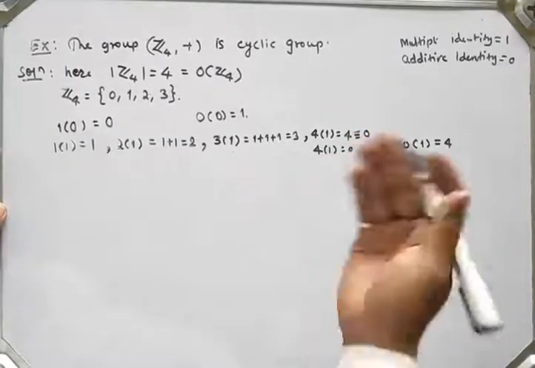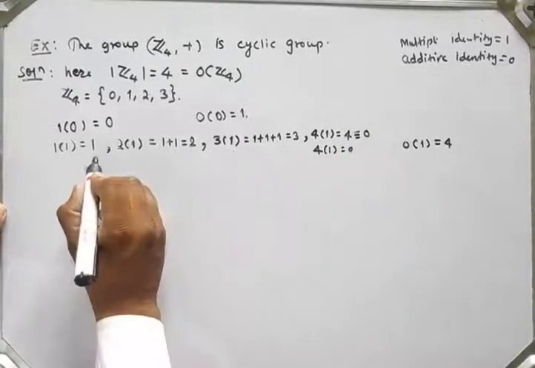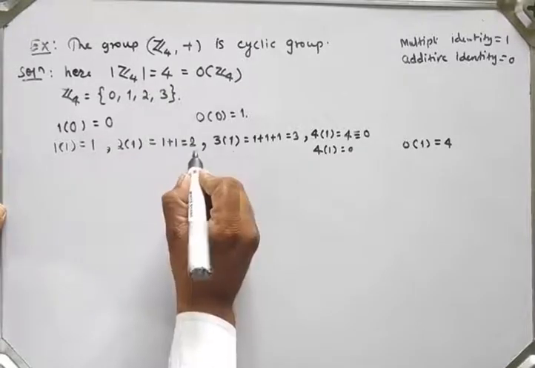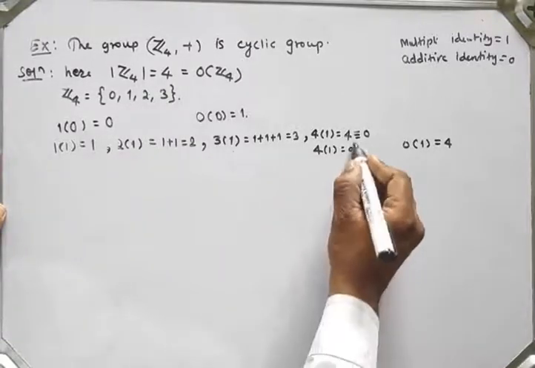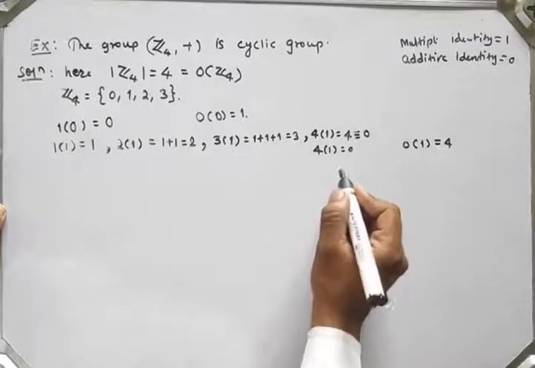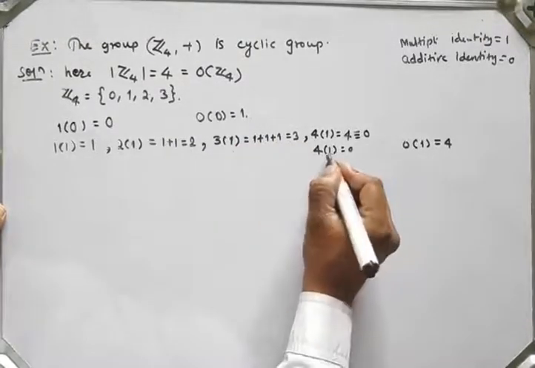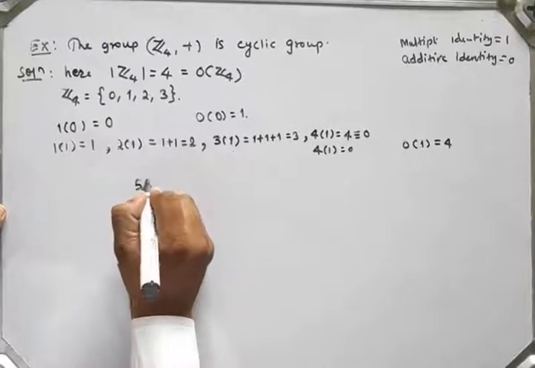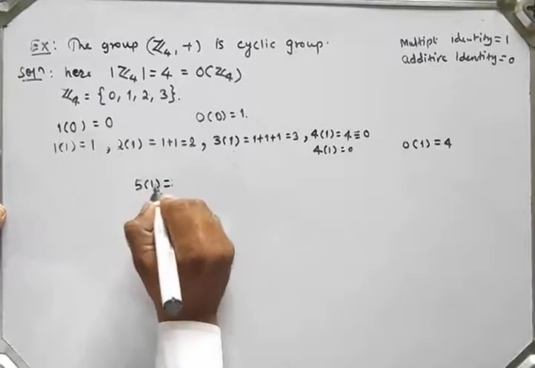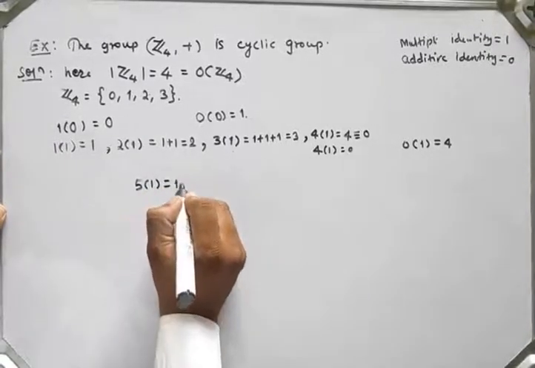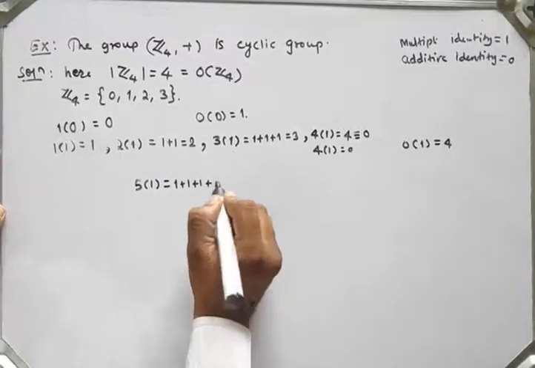If I repeat this, I get the same elements again. So 1, 2, 3 and 4; 4 modulo 4 is again 0. If I write 5 into 1, 5 into 1 means what? Addition of 1, 5 times, means 1 plus 1 plus 1 plus 1 plus 1.